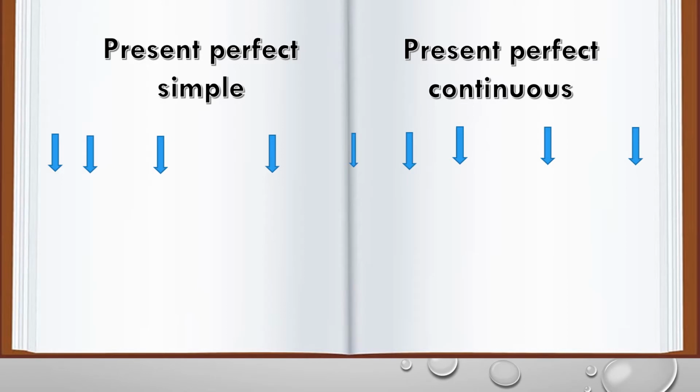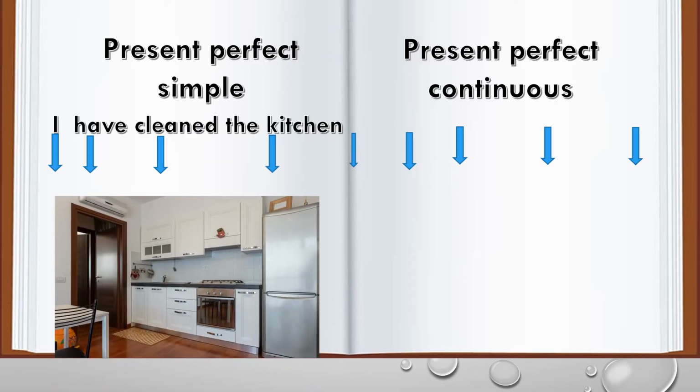And now let's start with the form of present perfect and present perfect continuous. Read this sentence when we say, I have cleaned the kitchen. Look at the picture. I started cleaning the kitchen in the past and the result is that the kitchen is cleaned now. Okay, so to connect past with the present, we use present perfect simple. So I have cleaned the kitchen. Here we use present perfect simple to indicate that the action started in the past and it is finished now and we have a result now.